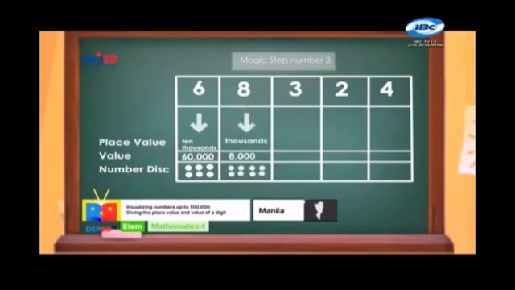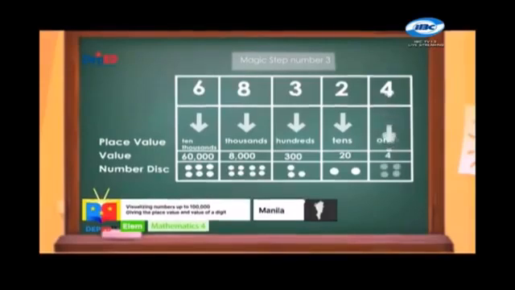Therefore, draw 8 discs under thousands. Hundreds place is a digit of 3 and has a value of 300. Then we will draw 3 discs. Tens place is a digit of 2, and its value is 20. Therefore, we will draw 2 discs. Lastly, ones place is a digit of 4, and has a value of 4. So we will draw 4 discs.